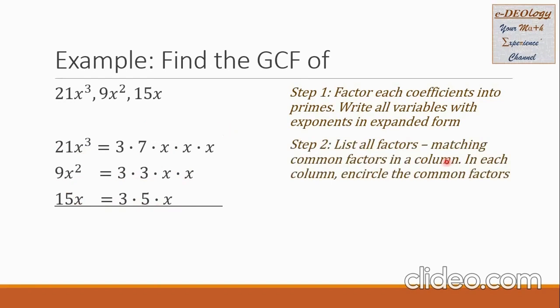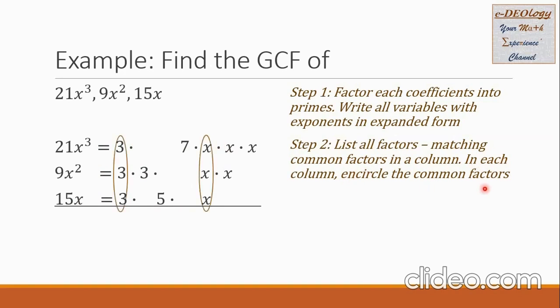Step 2. List all factors matching common factors in a column. So the factors are now written like this. For the common factor 3, it is written in one column. There is also another common factor of x written in another column. It says in each column, encircle the common factors. So we encircle the common factor 3, and also the common factor x.